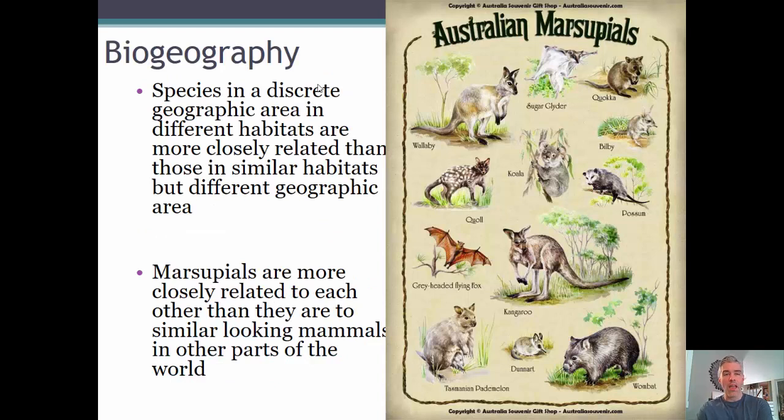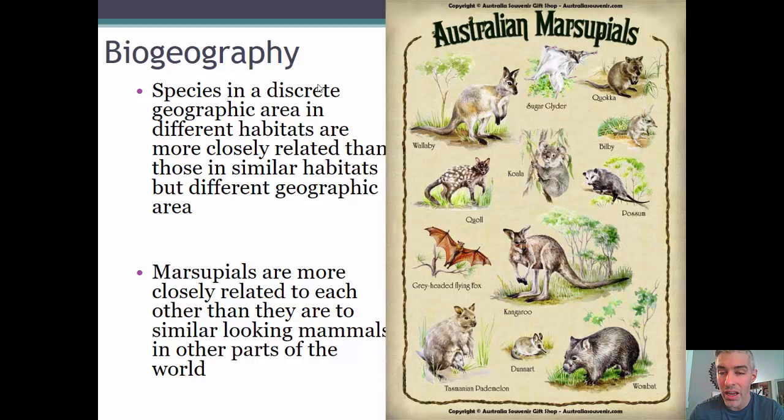Okay. Biogeography is also really cool. If you look at marsupials, which are one of the classes of mammals that exist, and this is wild, they look like different mammals that would be found on the mainland. The gray-headed flying fox clearly looks like a bat. Possums are possums, but koalas are like little bears.